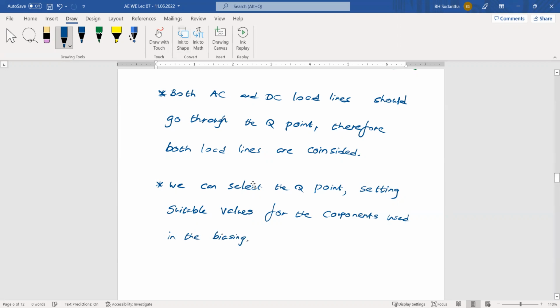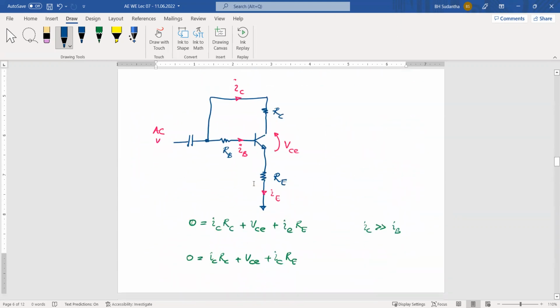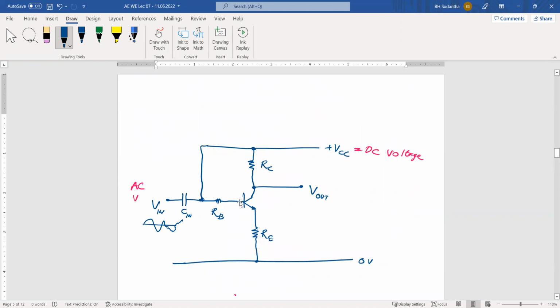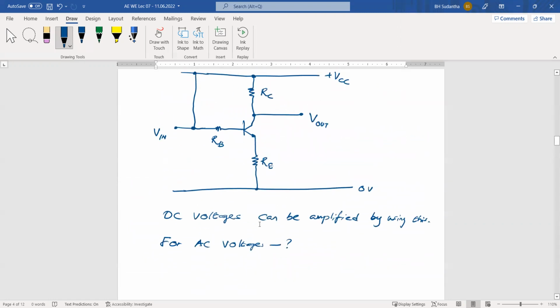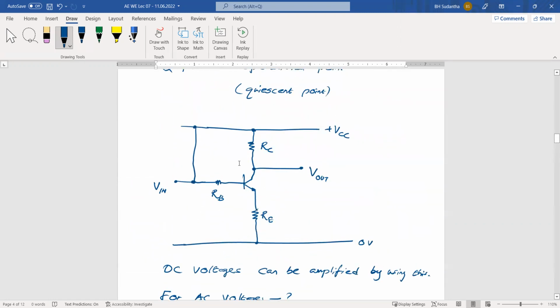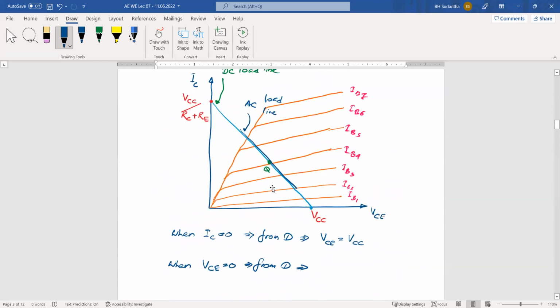To bias the transistor, as I mentioned earlier, we have to select these components, RC, RB, like those things, and RE also. After selecting these components, we can calculate the voltages and currents going through them. Then we know the beta value of the transistor, and based on that, we can find all the values there. Then we can recalculate this RC and RB to put suitable currents and voltages in this circuit. The meaning is, we can place this Q point wherever we need by selecting suitable values for these components.